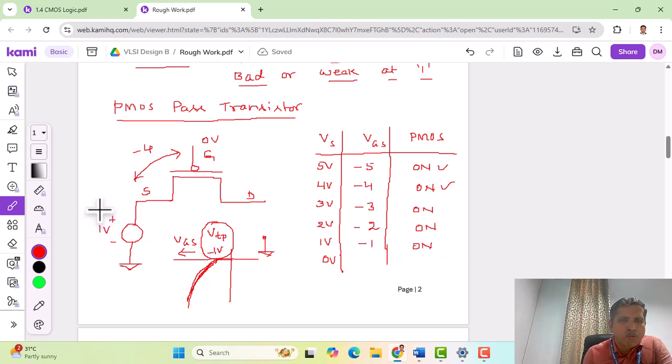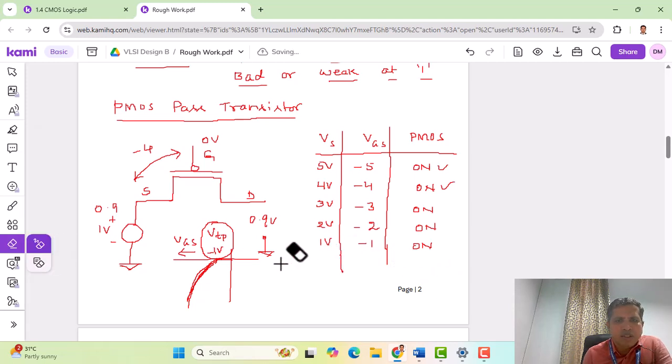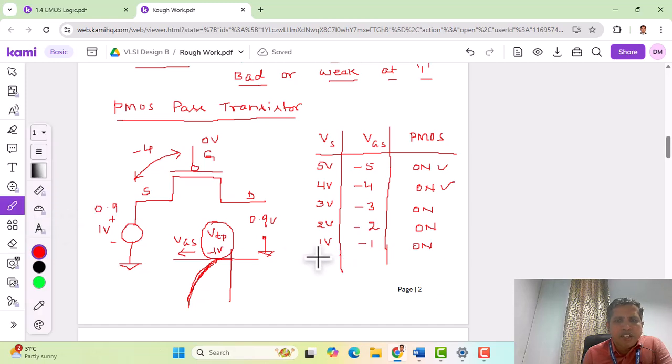So the moment we go for 0.9, 0.9 volt is not passed here. It remains at 1 volt itself. So if instead of 0 here, let us make it 0.9. If it is 0.9, VGS remains at minus 0.9, and the transistor remains off. That means we can't send a signal lower than 0.9 or lower than 1 volt here. So PMOS will be turning off.